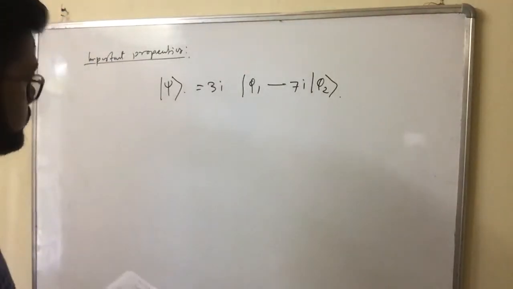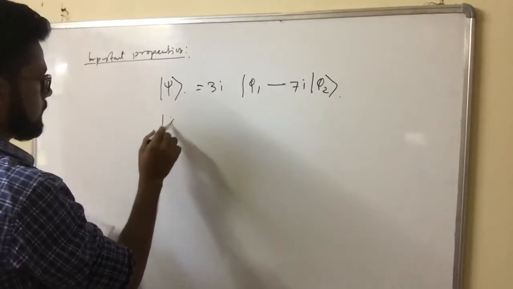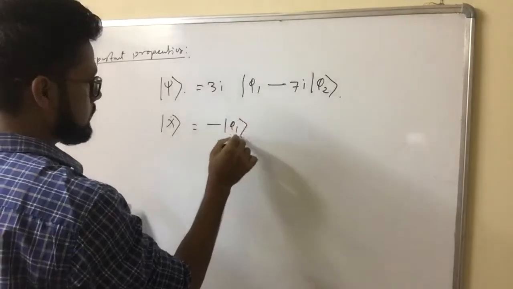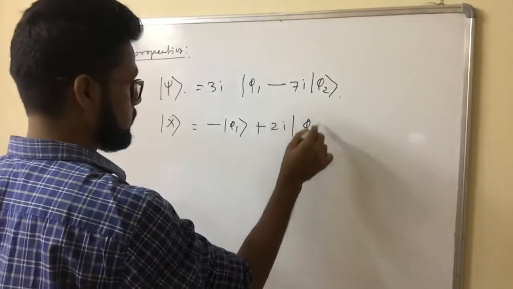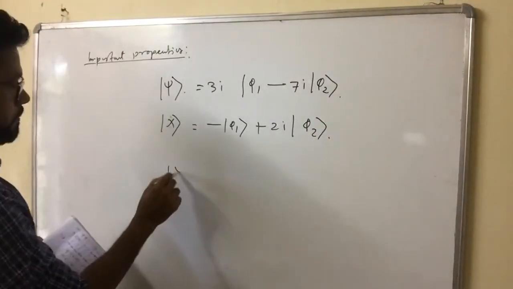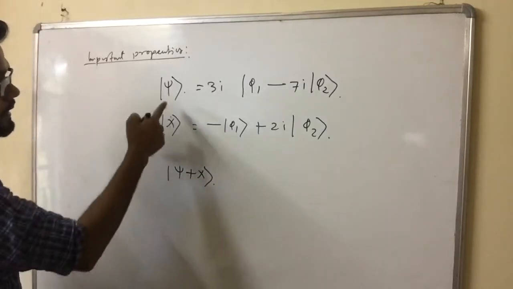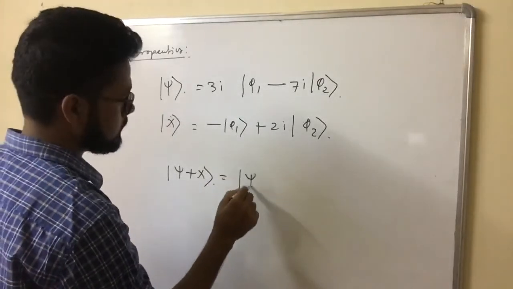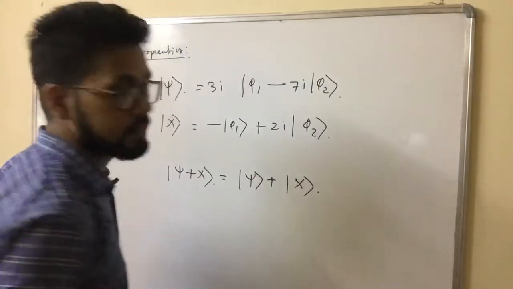Calculate phi 1 and another vector, the chi vector, which is represented as minus phi 1 plus twice i phi 2. Now calculate this one: calculate phi plus chi ket. Find this value. Phi plus chi ket means you have to add like this, phi plus chi.